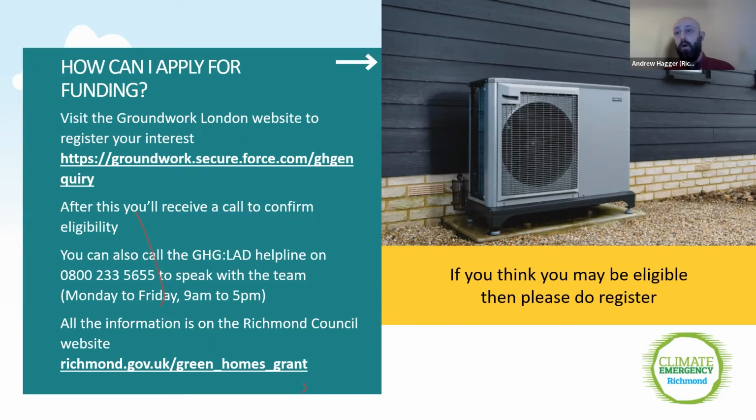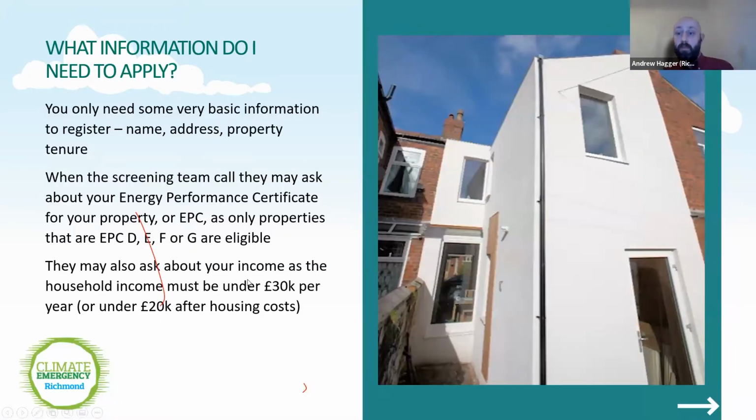So if you think you might be eligible, then please do register, because the information you need to supply to register is some very basic information to start off with. You need your name, your address, your property tenure type, and that's it. And then more information will come through when the screening team call you and ask a bit more about your EPC rating and also your income eligibility. So I'll ask you some questions there to find out whether you're eligible or not. But the actual registration form is very, very simple. So I'd recommend, if you think you are eligible, it's worth applying, and then they can double check to make sure. So yeah, do go and register.